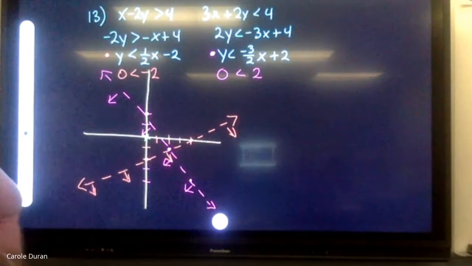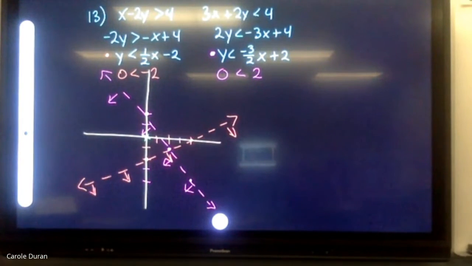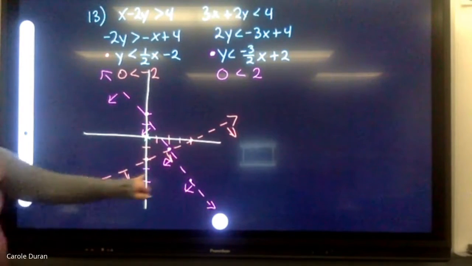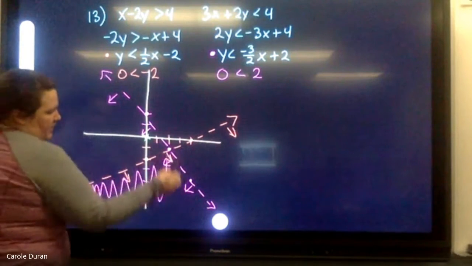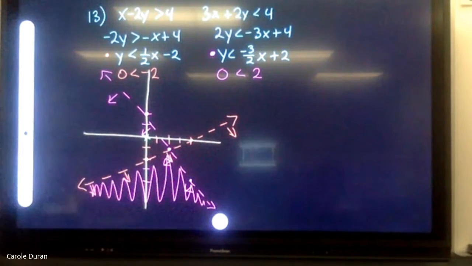Then I look for the section where both of the arrows are pointing in the same way or toward each other. That indicates that it's down here. So this whole section right here is my solution. Which option is that? B.